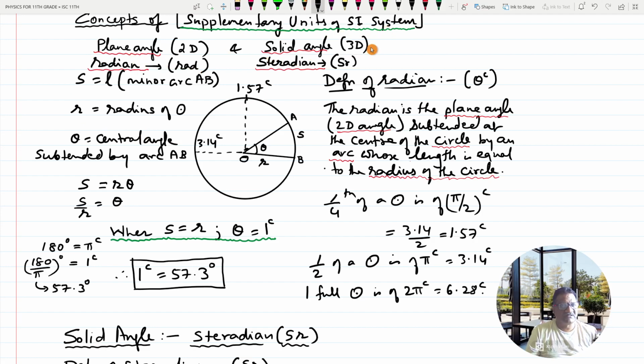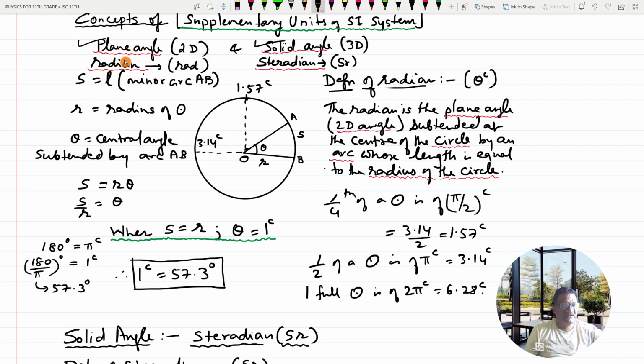Now, these are the 2 supplementary physical quantities, and the names of them are plane angle and solid angle. Plane angle is connected to 2 dimensions. Solid angle is connected to 3 dimensions. Now, these supplementary physical quantities are neither fundamental nor derived. They do not come in the fundamental category or the derived category. They are totally independent, and there are only these 2 supplementary physical quantities in the SI system, that is plane angle and solid angle. So let us talk about the plane angle first.